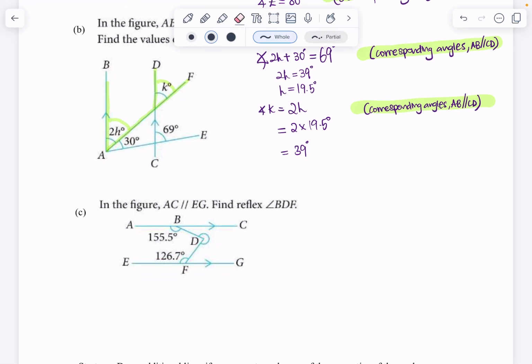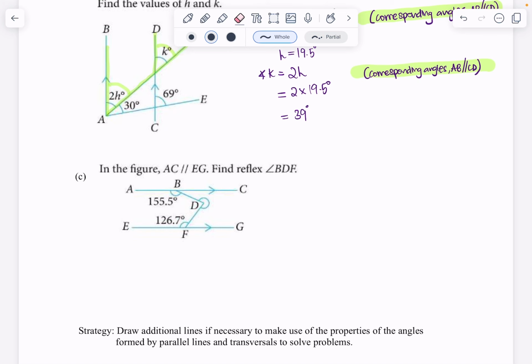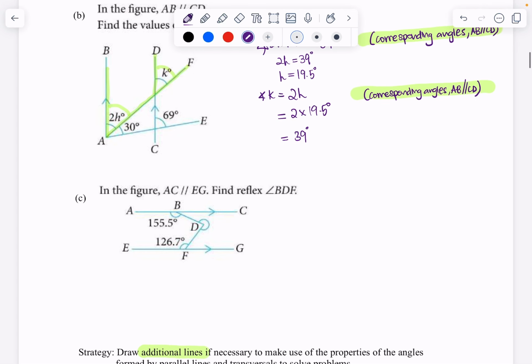So how can we go about questions like this? A useful strategy is for us to draw additional lines on the diagram in order to make use of the parallel lines properties. How do we decide where these lines should be drawn? The question wants us to find the reflex angle BDF. A quick recap: reflex angle refers to angles between 180 and 360 degrees. In order to find this angle, it must be touching a transversal. So what we can do is to draw a transversal here.